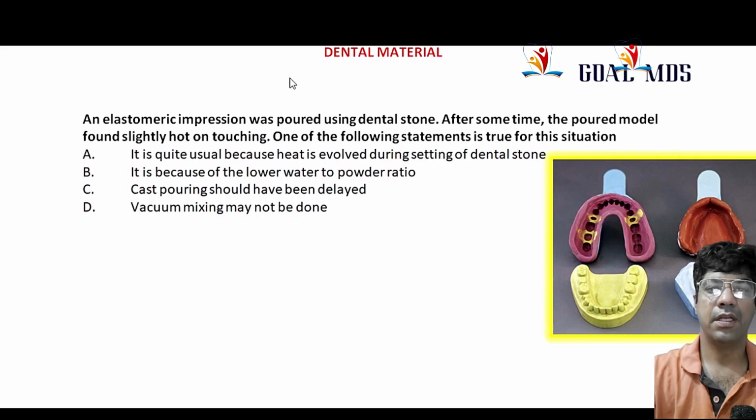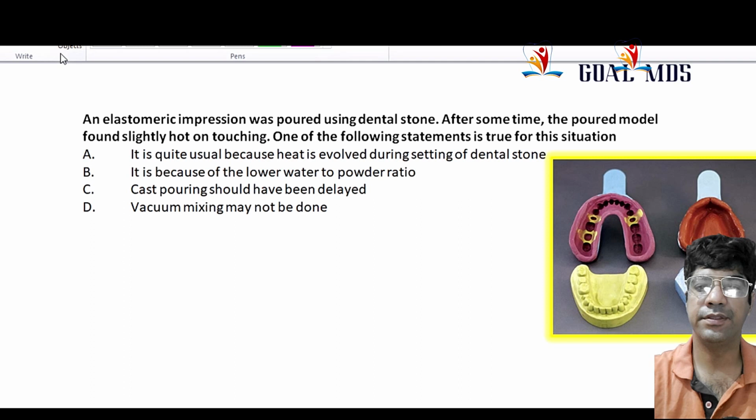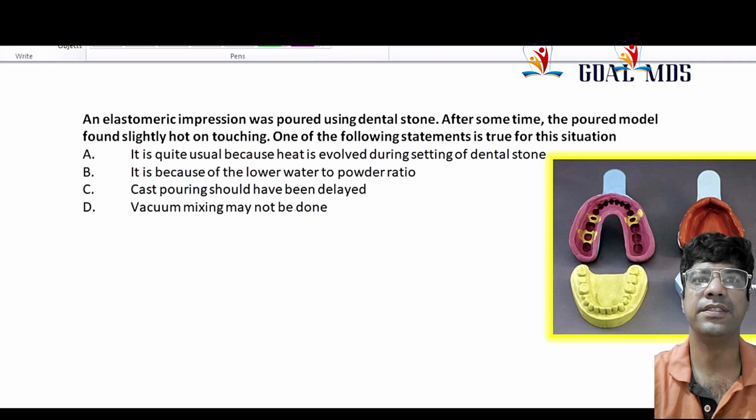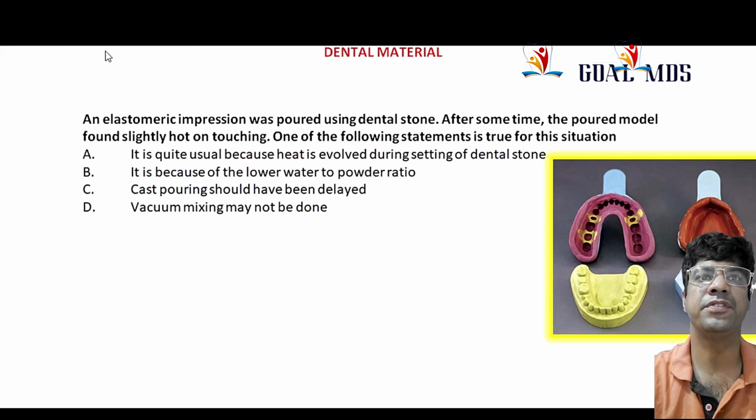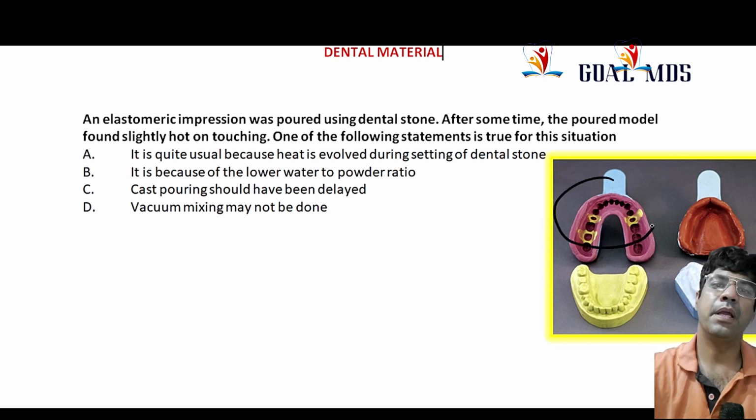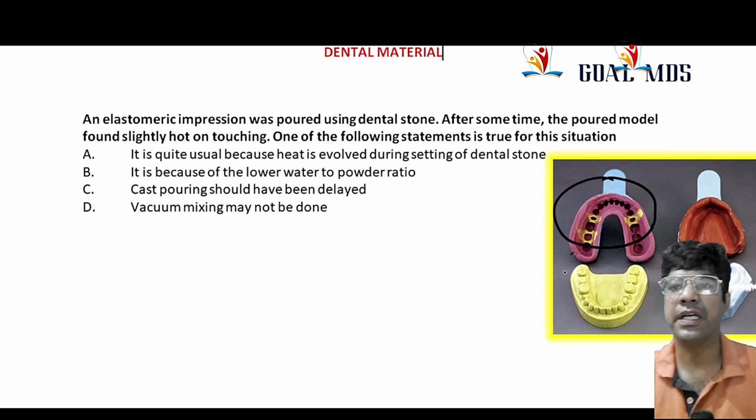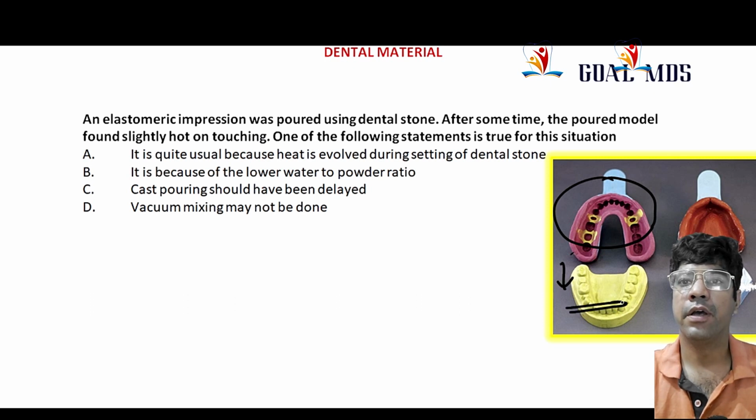So hello students, our today's question is on dental materials. So let us discuss them. The first question: an elastic impression material was poured using a dental stone.